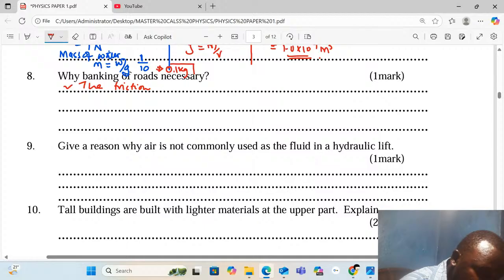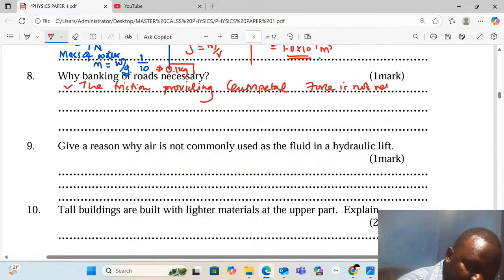The friction providing centripetal force is not reliable. Another thing, banking helps in preventing skidding. It prevents skidding.